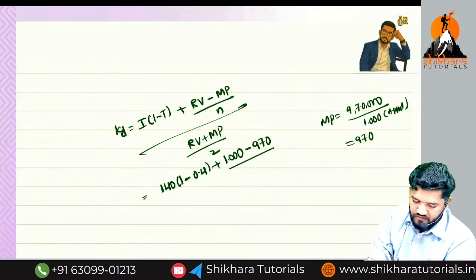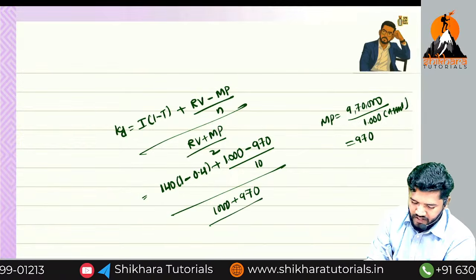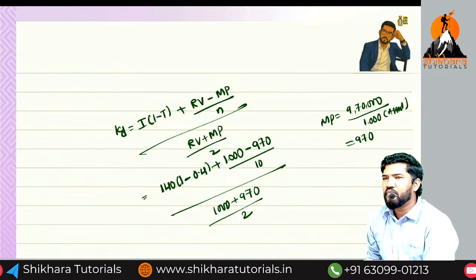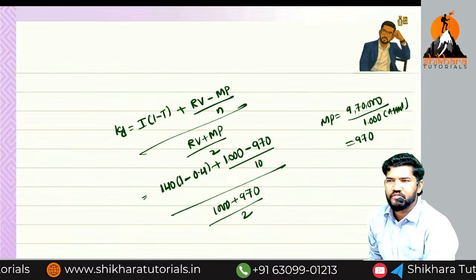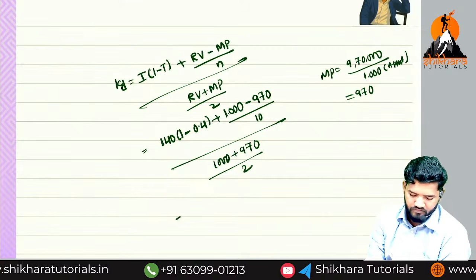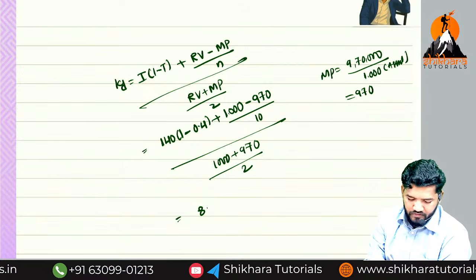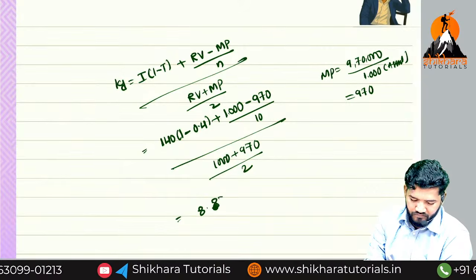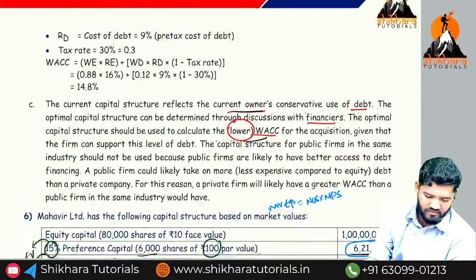How many years? I hope you understand why I consider a relevant assumption of 1000. Sir, can I take one debenture as an assumption? Yes, not a problem. The answer will not change at that time also. Clear, sir? How much now? 8.83. Clear? All completed other than the term loan.